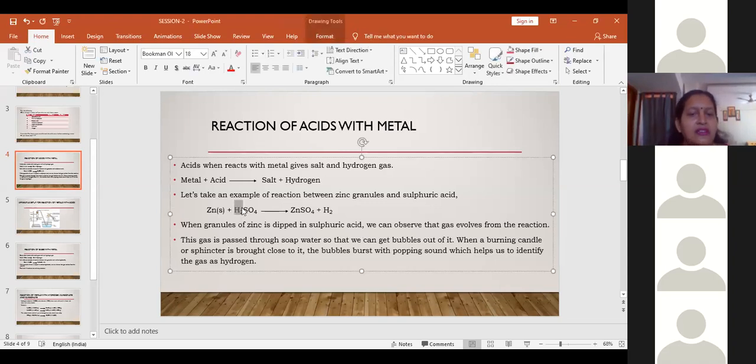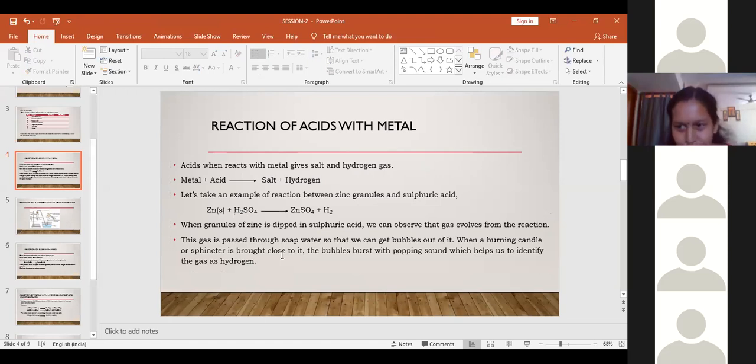Sulfuric acid. Zinc is reacting. I have highlighted the element. Zinc is reacting with hydrogen. Yes, zinc is replacing hydrogen. Are you asking me, Nida? No issues. Zinc is replacing hydrogen. Yes? Good.